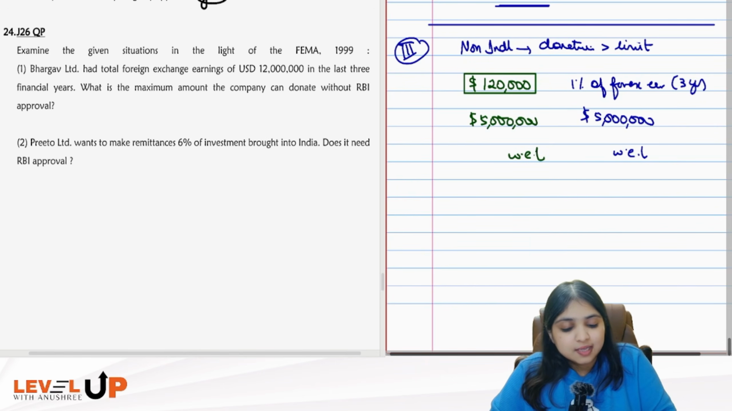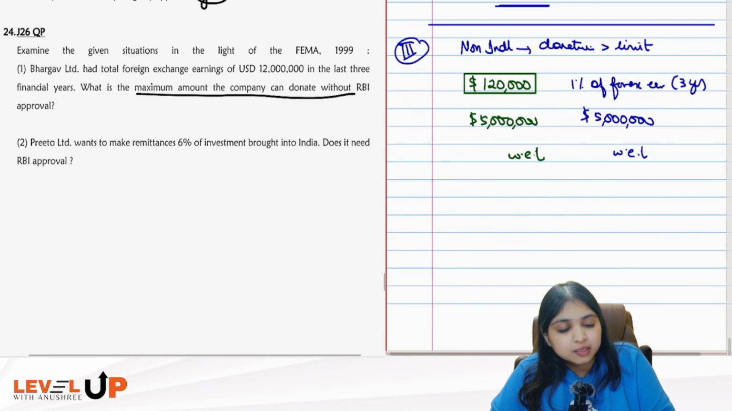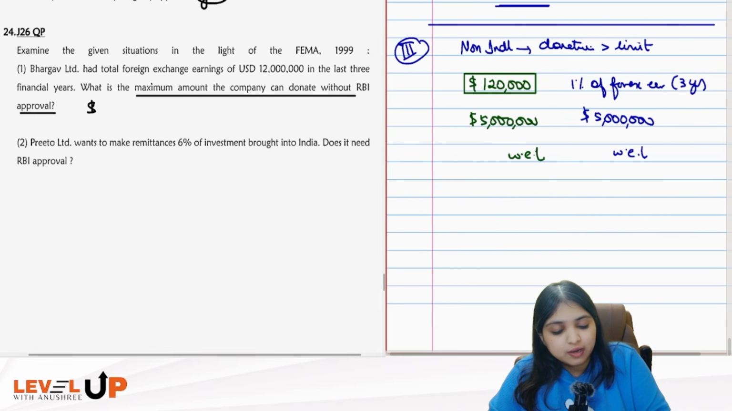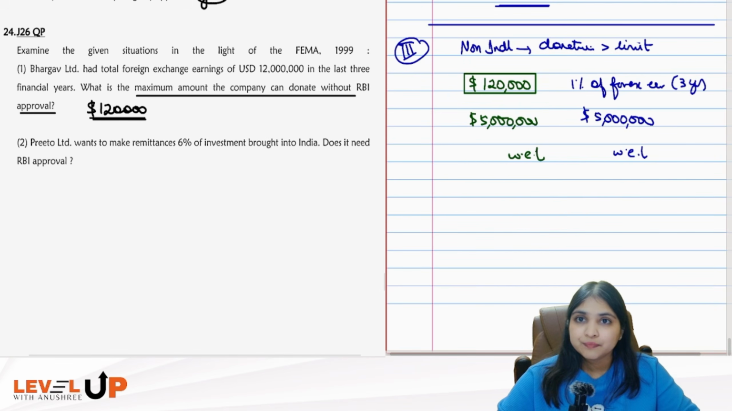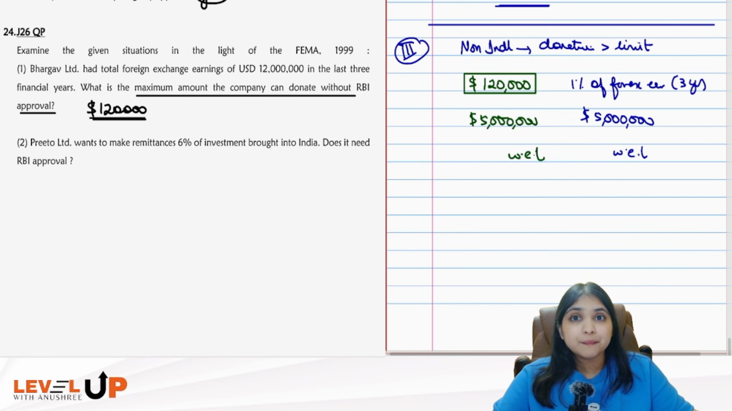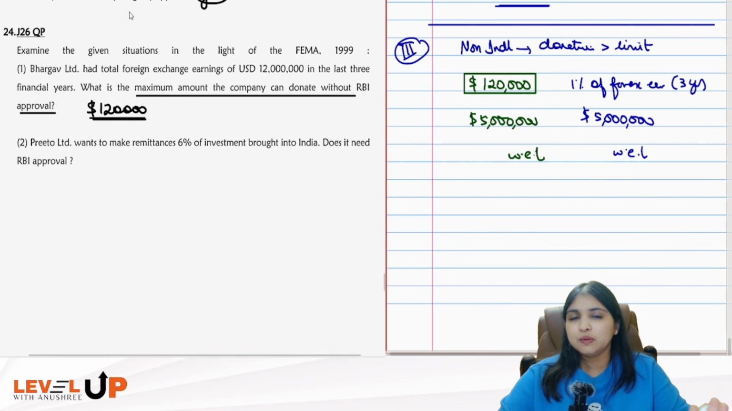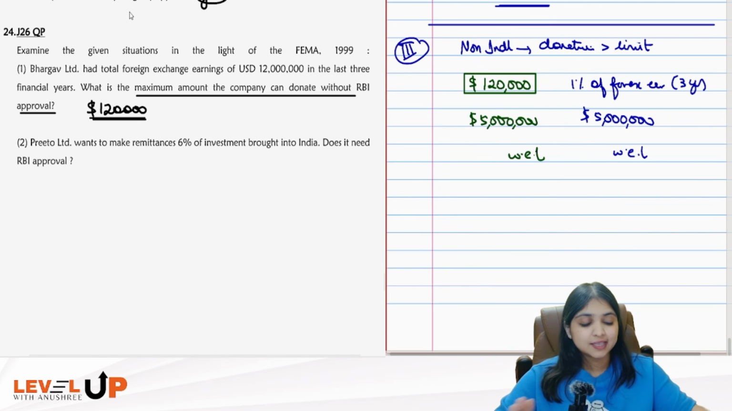Here they're just asking us what is the maximum amount the company can donate without RBI approval. My answer will be $120,000. Up to this, the company can donate without requiring RBI approval. If the company wants to donate more than $120,000, then in that case we will require RBI approval. Understanding?